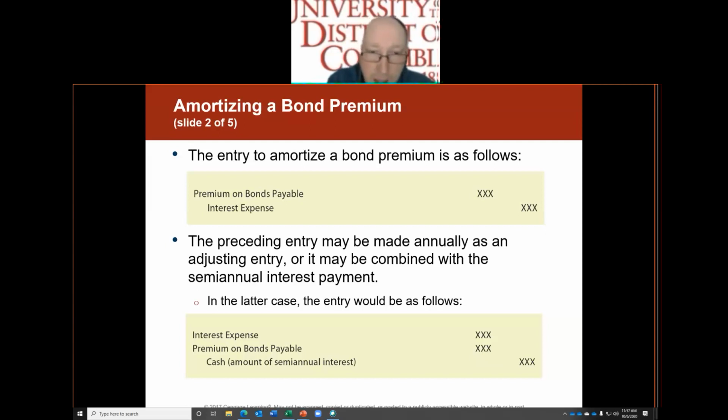In the event that it's paid out through the semi-annual interest payment, we debit interest expense, debit the premium on bonds payable, and credit cash. So it's very, very similar to the way that the discount concept works.